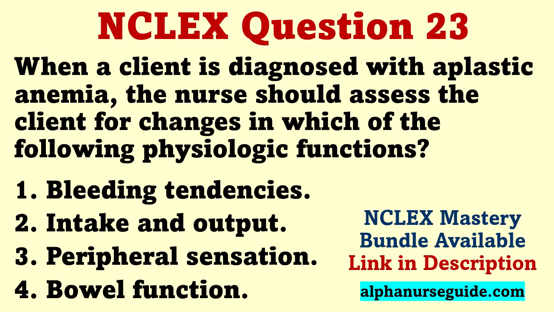Aplastic anemia decreases the bone marrow production of red blood cells, white blood cells, and platelets. The client is at risk for bruising and bleeding tendencies. A change in the client's intake and output is important, but assessment for the potential for bleeding takes priority. Change in the peripheral nervous system is a priority problem specific to clients with vitamin B12 deficiency. Change in bowel function is not associated with aplastic anemia.